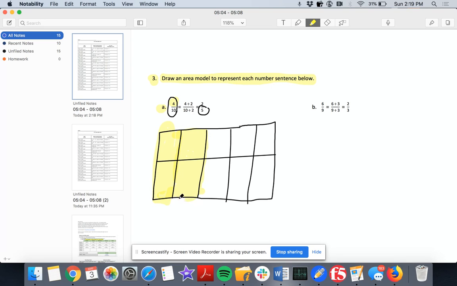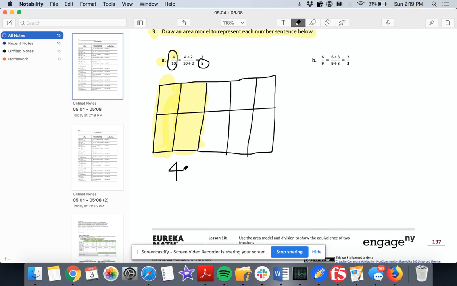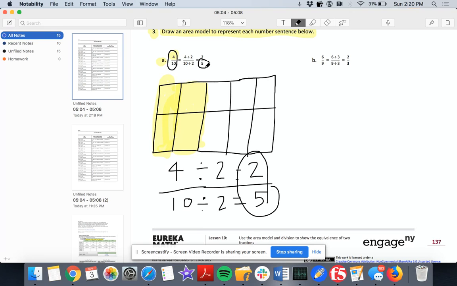So this is my area model. And if we are working with division, we could say that 4/10, divided by 2, divide the numerator, divide the denominator by 2. 4 divided by 2 is 2. 10 divided by 2 is 5. We get that 4/10 is equal to 2/5. So go ahead and try 3B on your own.